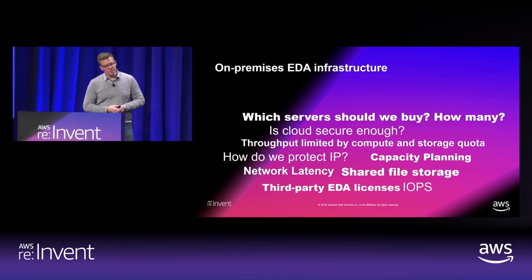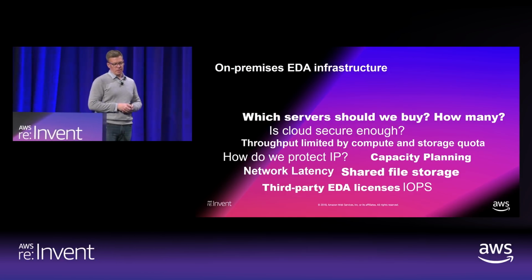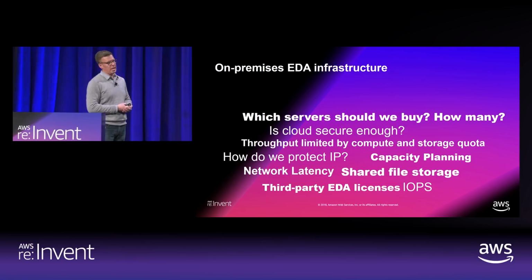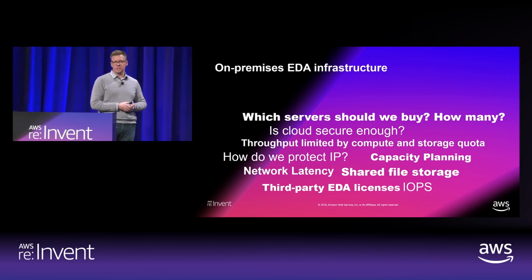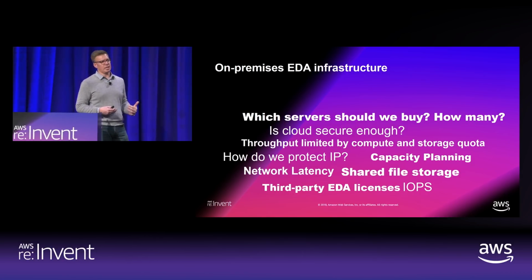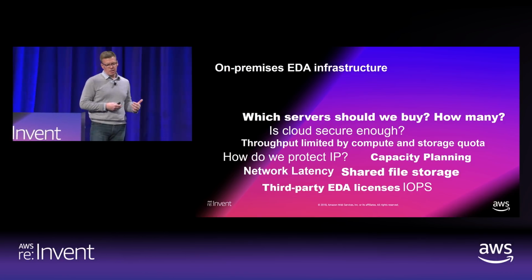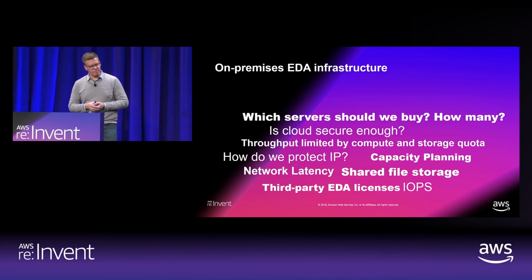And then, what's the throughput of your compute and storage? How fast can you get new compute and storage when you're working on premises? And how do you protect your IP? That's one of the most important things about our semiconductor industry: the intellectual property that we create, and how do we protect it? Capacity planning, as I've already said: we need to make sure that we're ready for that peak when it hits in the development cycle.